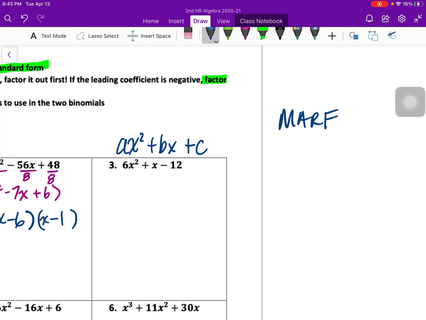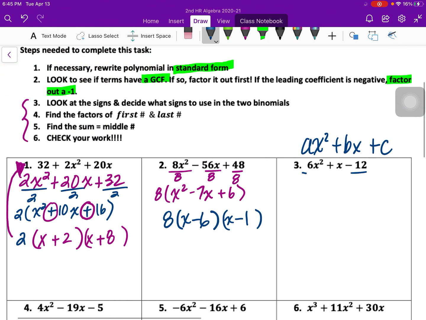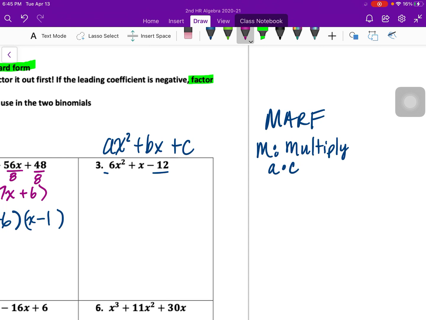So my first step, M, stands for multiply. So I'm going to multiply A times C, so meaning the first term times the last term. So when I multiply, that's my magic number, okay? So when I multiply here, 6 times negative 12 is negative 72. So I just write that right next to it. And I want to keep that number in mind. All right, let's go to our next term. We're done with the M.